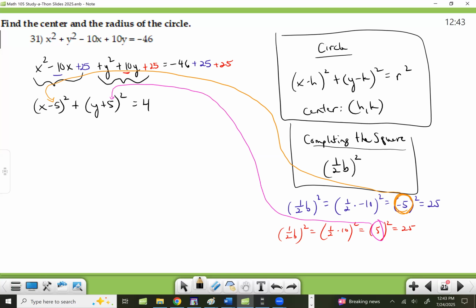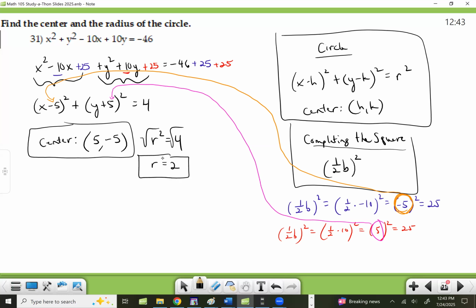So now we have this in the standard form for a circle. So for the center of our circle, we're just going to change the signs on anything that's in parentheses. So this minus 5 is going to be a positive 5, and this positive 5 is going to be a negative 5. And remember, the right-hand side is actually r squared. So if r squared is 4, then we square root both sides to get that the radius is going to be 2. So we have everything that we need for the directions here. All right, so that's number 31.